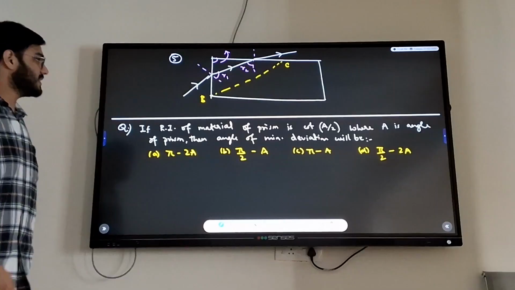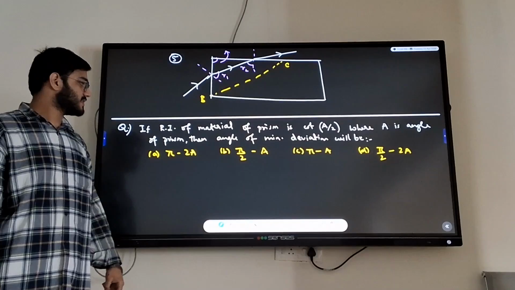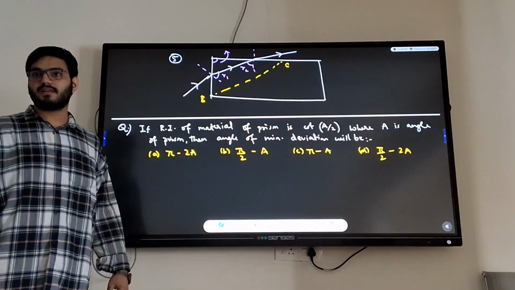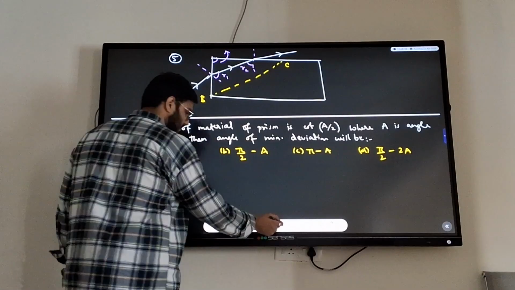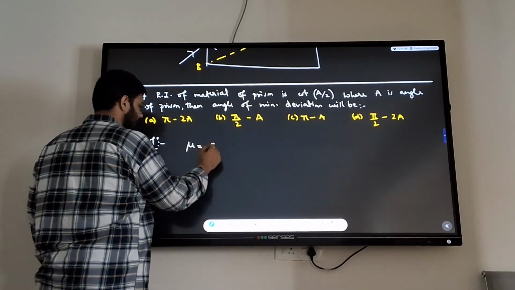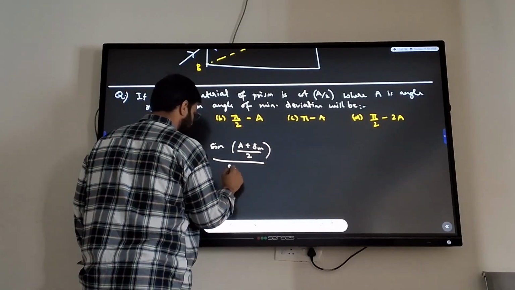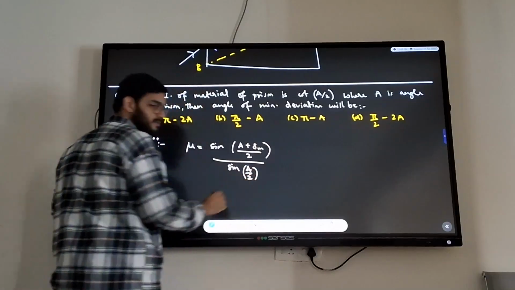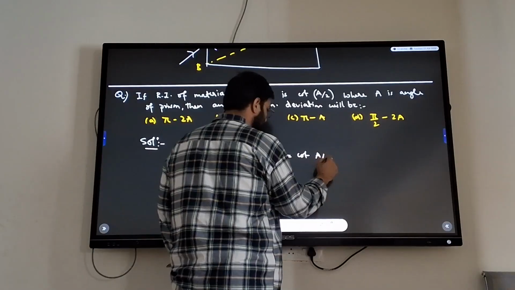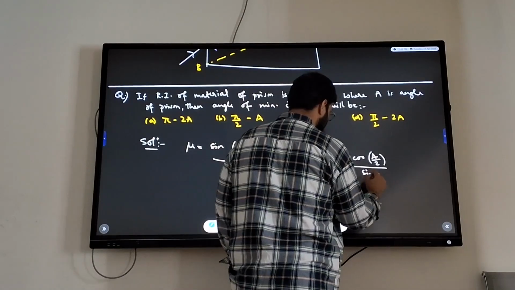You are given that the material has a refractive index this, and then some angle of deviation will be. They are asking that. Then the only formula which relates delta min and mu is what? Mu is sine of (A plus delta min) divided by 2 over sine A by 2. Yes or no? Yes. But this is given to be cot A by 2. But what is cot A by 2? That's cos A by 2 divided by sine A by 2.